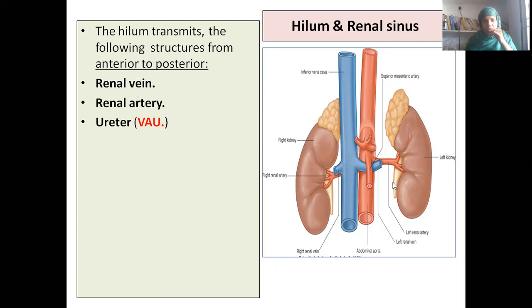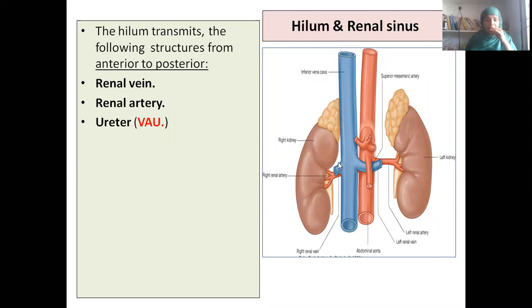Anteriorly we have the vein, behind the vein we have the artery, and behind that we have the pelvis of the ureter. You remember it like VAP, VAP, pelvis. In the textbook it is given as VAP. So when an individual kidney is given in your hand, you should be able to identify whether it is the right kidney or the left kidney.